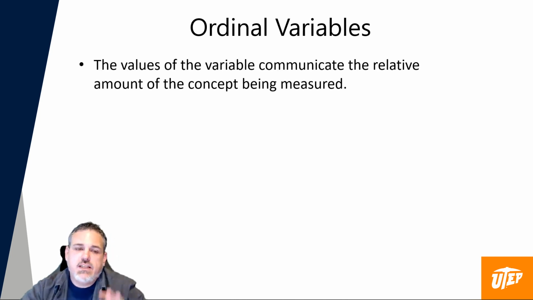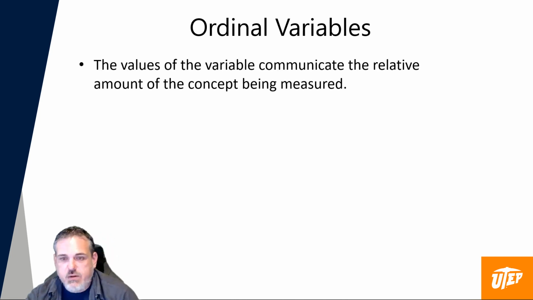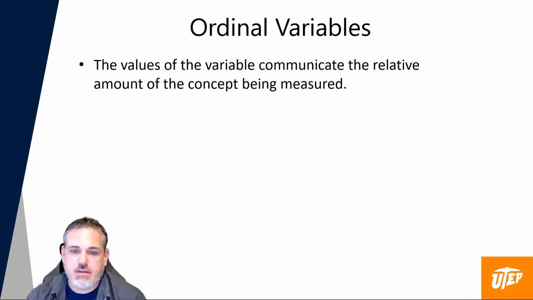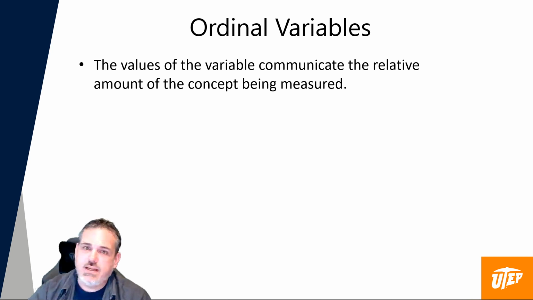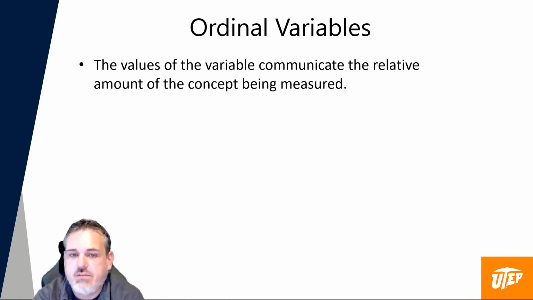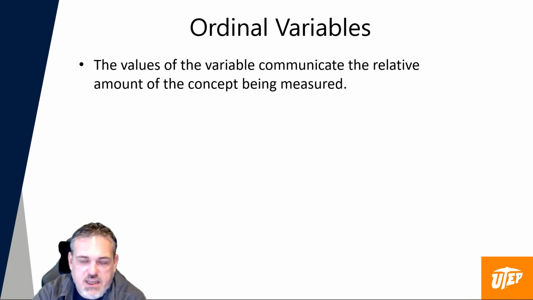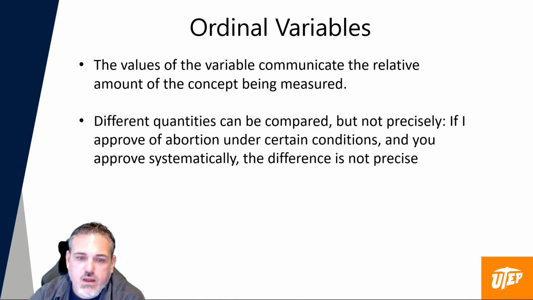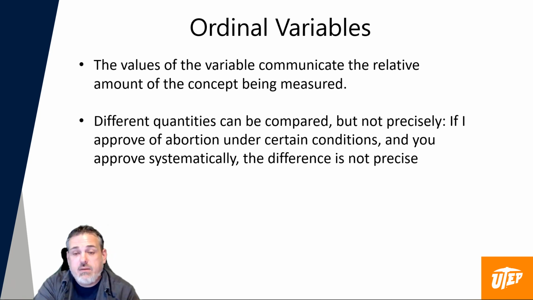So these ordinal variables, the values of the variable communicate the relative amount of the concept being measured. They don't indicate a precise amount of the concept being measured. And therefore, those differences between cases isn't exactly a meaningful quantity. So we can compare those different quantities, but not in any way precisely. So let me give you an example.